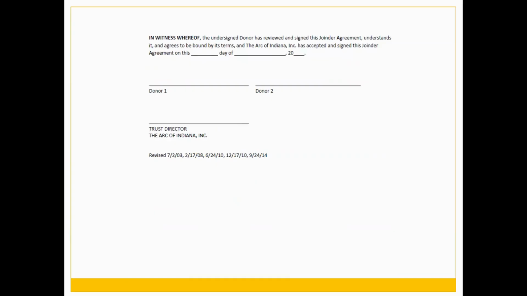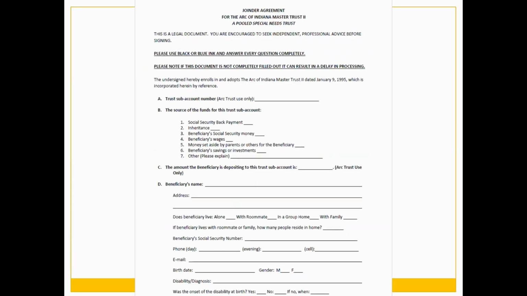And on the last page of the forms, the individuals listed as formal donors on the first page would sign on the last page. So that was the information on how to fill out the Trust 1 enrollment forms, and now we'll review how to fill out the Trust 2 enrollment forms.